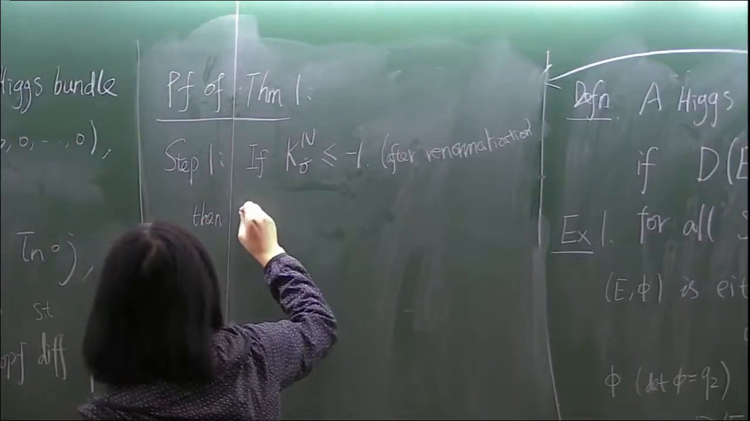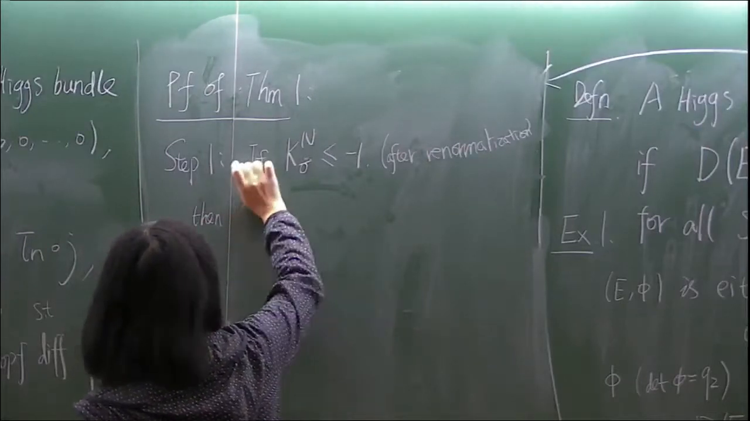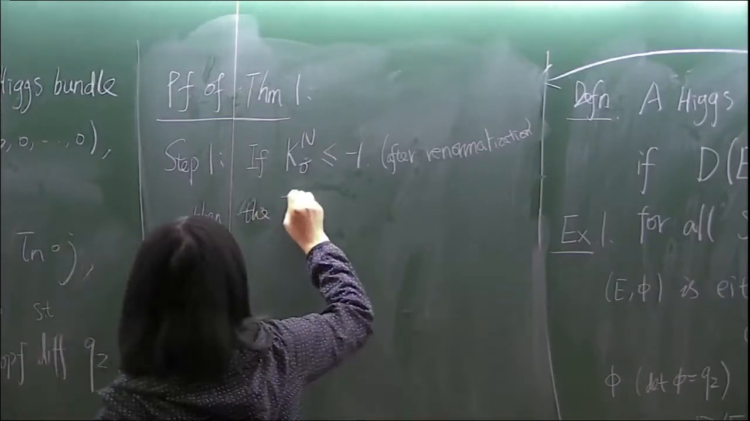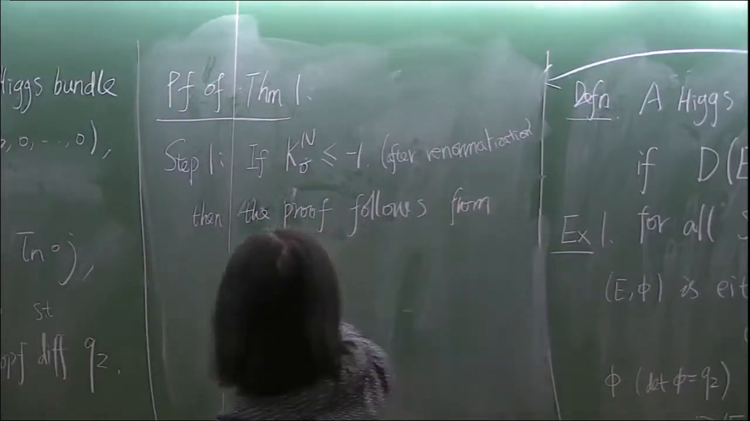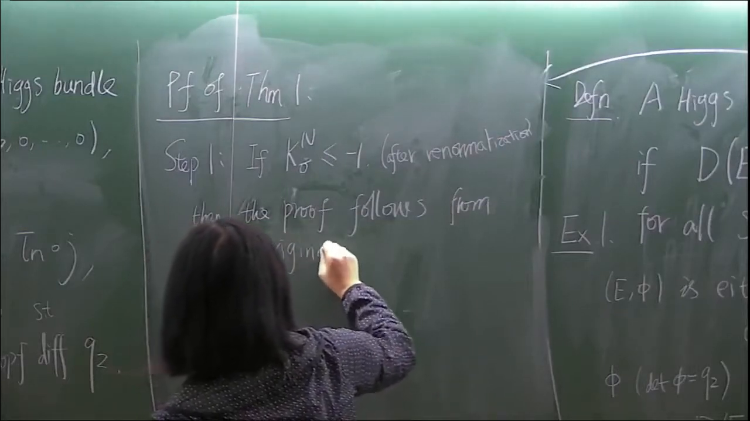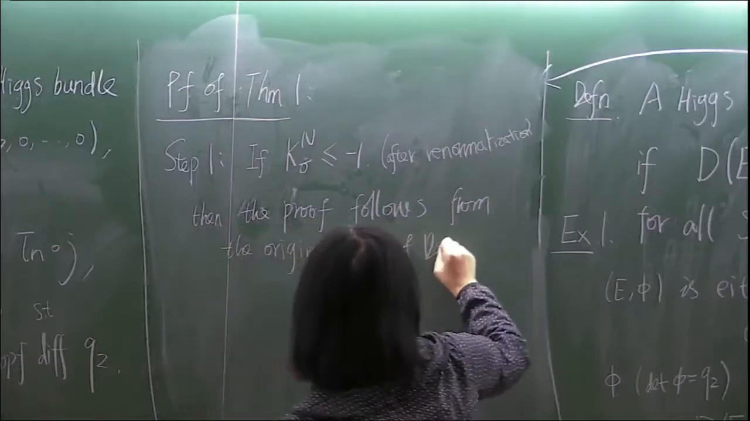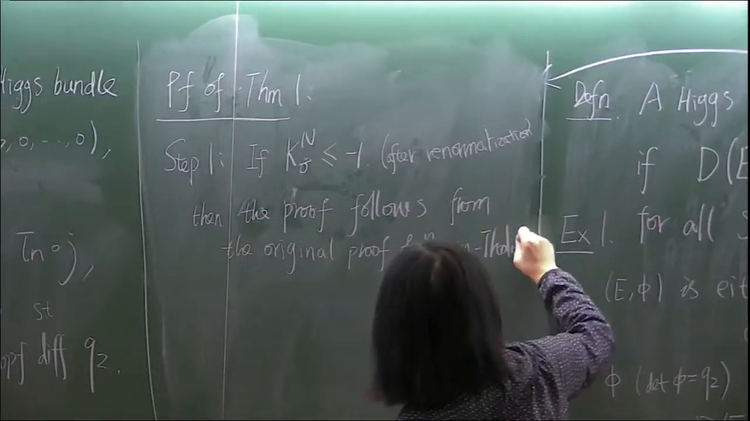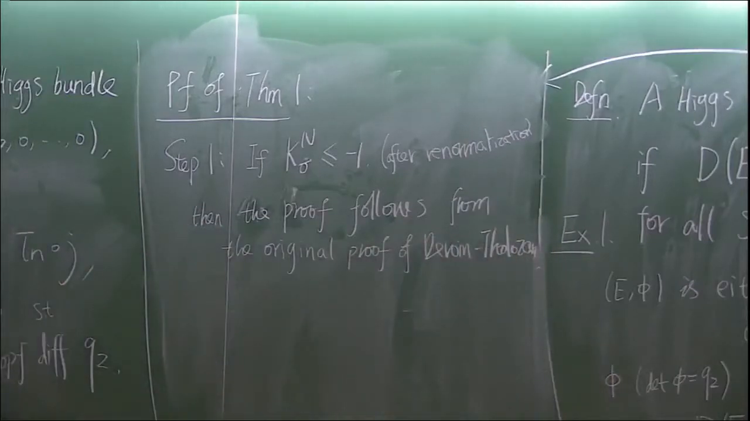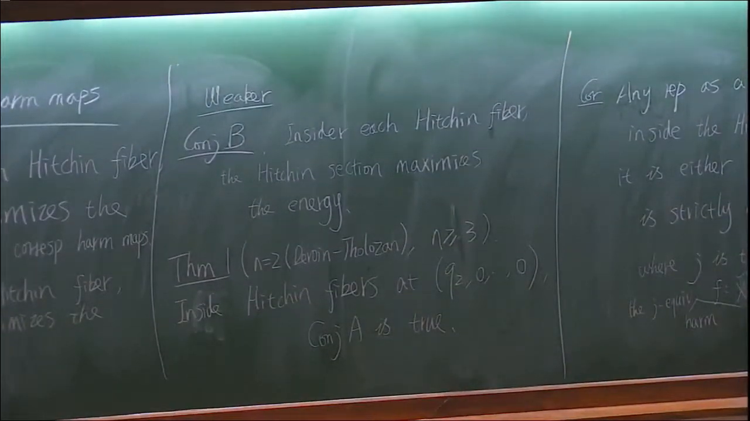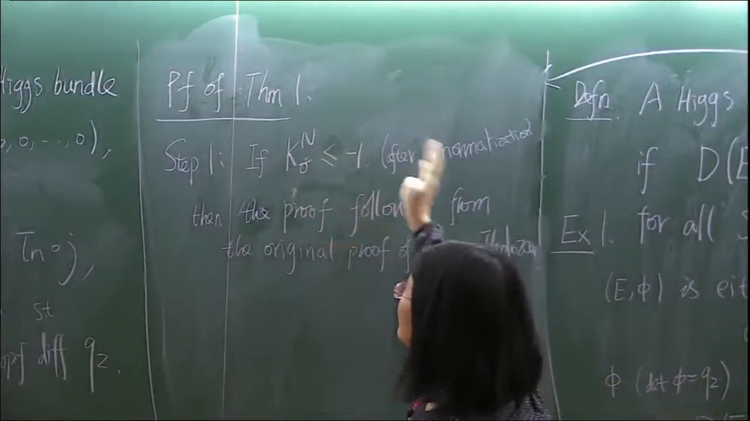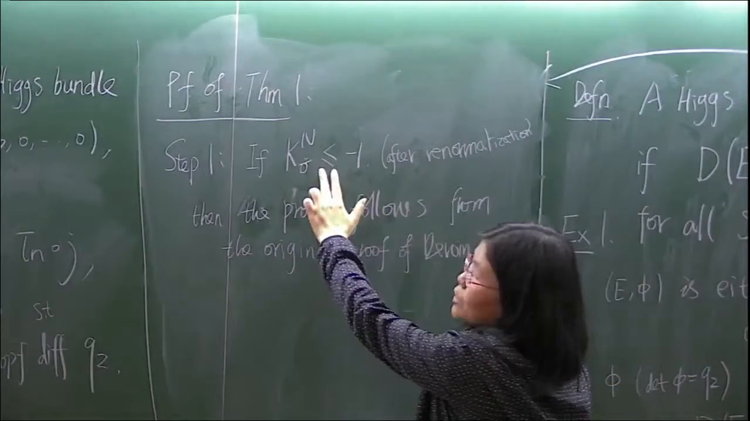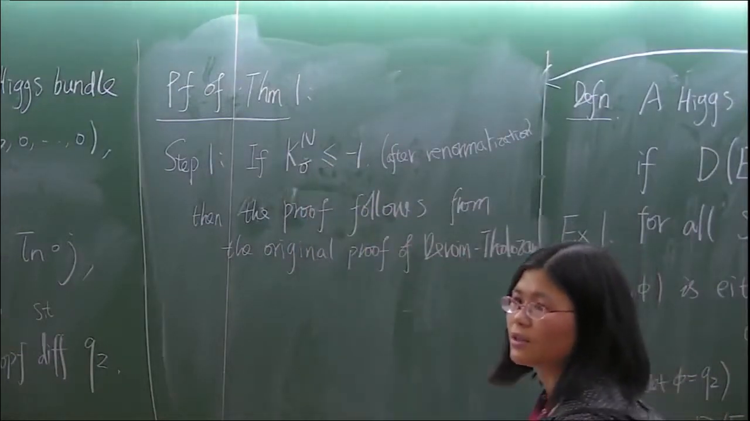then the proof follows from the original proof of Dai and Li for the n equal to 2 case. Because in the n equal to 2 case, this is always equal to -1, because our target space is H3. But for their proof, there is no need for it to be equal to -1. It's less than or equal to -1, and everything works well.